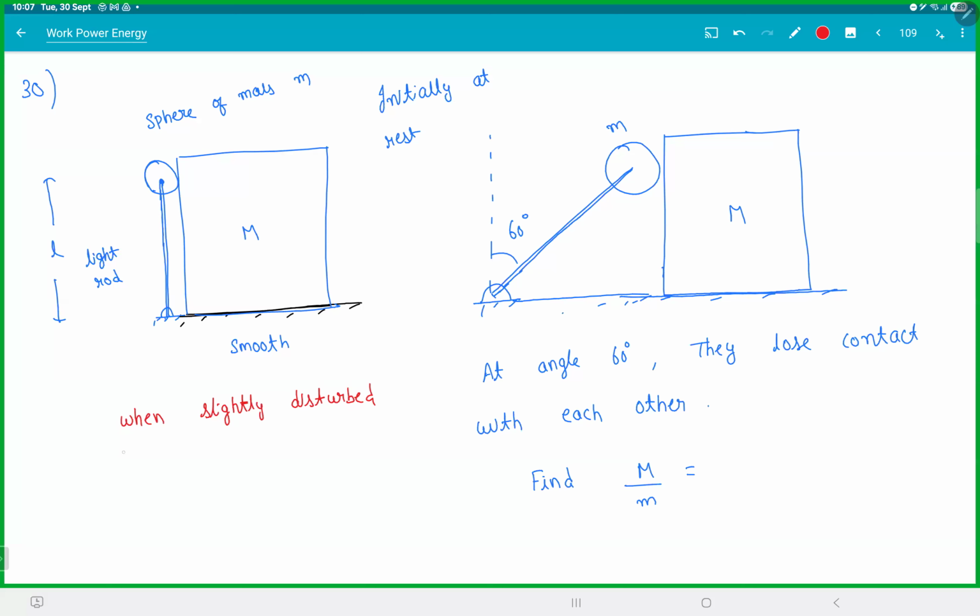When slightly disturbed, the spear pushes the block forward. And eventually they separate. Because it is fixed on the bottom end, it can't go forever. So it will have to lose contact. And that is happening at 60 degrees. Then what is the ratio of capital M by small m? Let's see how you will handle this.